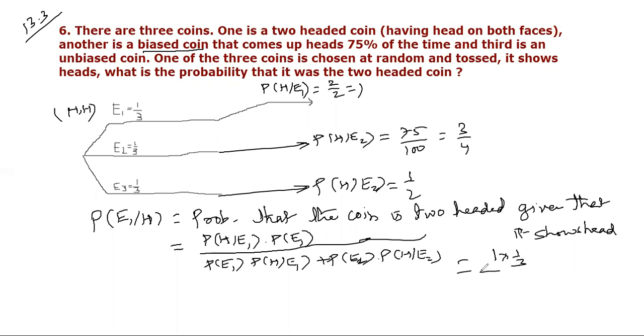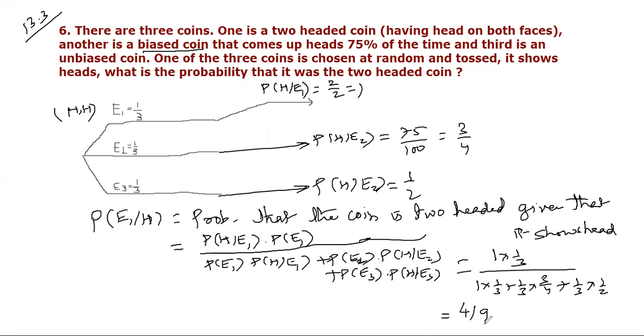So this will be equal to, just substitute the values, 1 by 3. Sir, there are three events, right? Yes, one more is left: the probability of E3 into the probability of H given E3. So 1 into 1 by 3 plus 1 by 3 into 3 by 4 plus 1 by 3 into 1 by 2. Solve it, you will get 4 by 9, correct? Yeah, sorry, sir, 4 by 9.